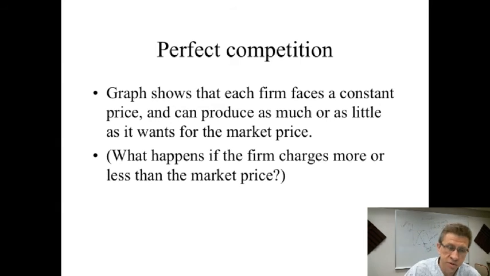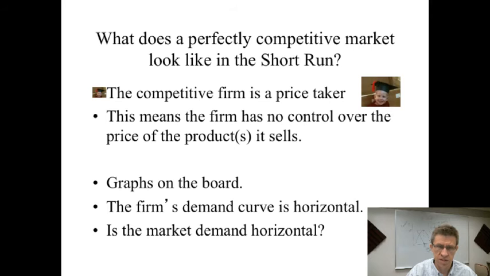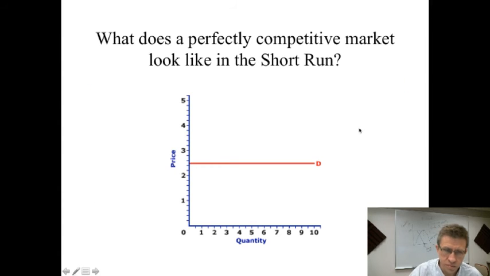So what happens if the firm charges more or less than the market price? Like, this is asking the question, are we wrong, right? We're saying that the firm has this one price. Are we wrong? Well, what would happen if the firm decides to charge more? Let's go back to this specific graph. If the firm tried to charge $2.75, what would happen?